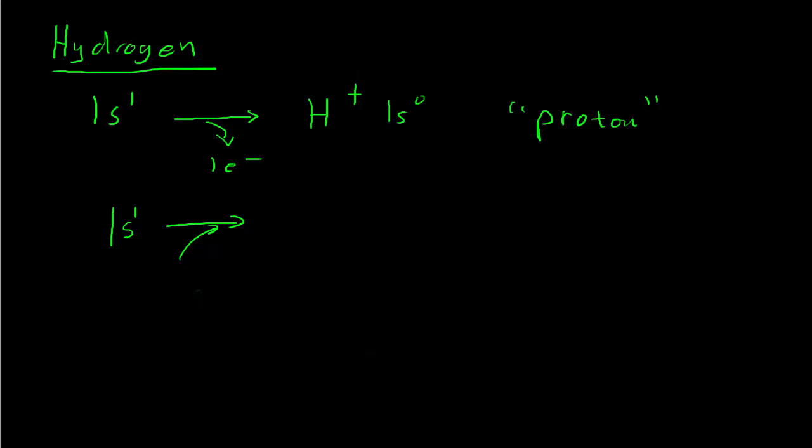So like the halogens, a hydrogen atom could gain 1 electron and form an H-1 anion with a 1s2 electron configuration, which is the same as the electron configuration of helium, a filled shell. And so when we do that, we form a species called a hydride. So H-1 is a hydride.